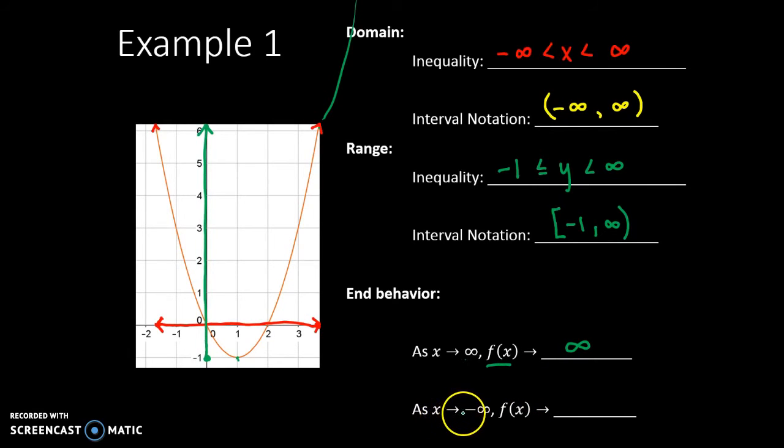As x goes to negative infinity, so as x goes this way, my y-coordinates are also getting bigger and bigger, because the graph would go higher and higher. So my end behavior as my x-coordinates go towards negative infinity, my y-coordinates are going to go towards positive infinity. Okay, it takes a little bit of practice, but it's an important concept, so it's worth working at.